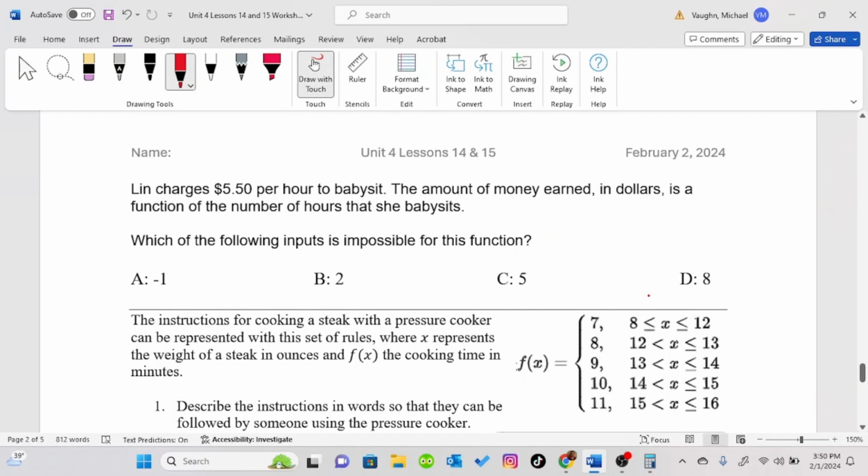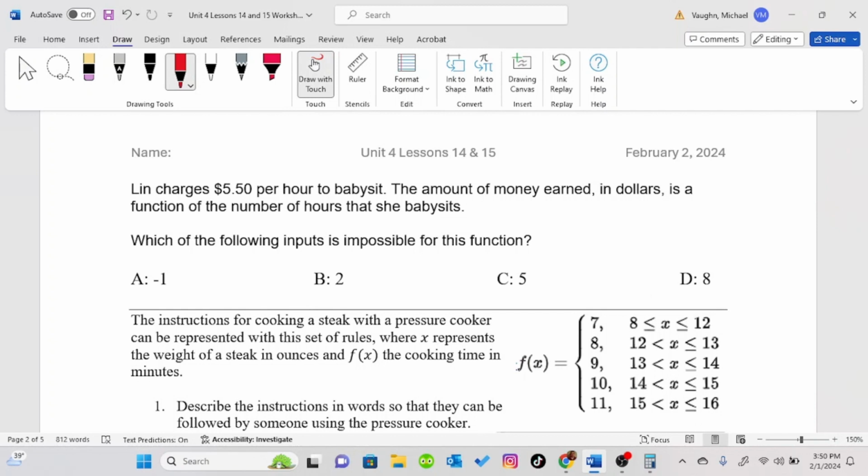Lynn charges $5.50 per hour to babysit. The amount of money earned in dollars is a function of the number of hours that she babysits. Which of the following inputs is impossible for this function?